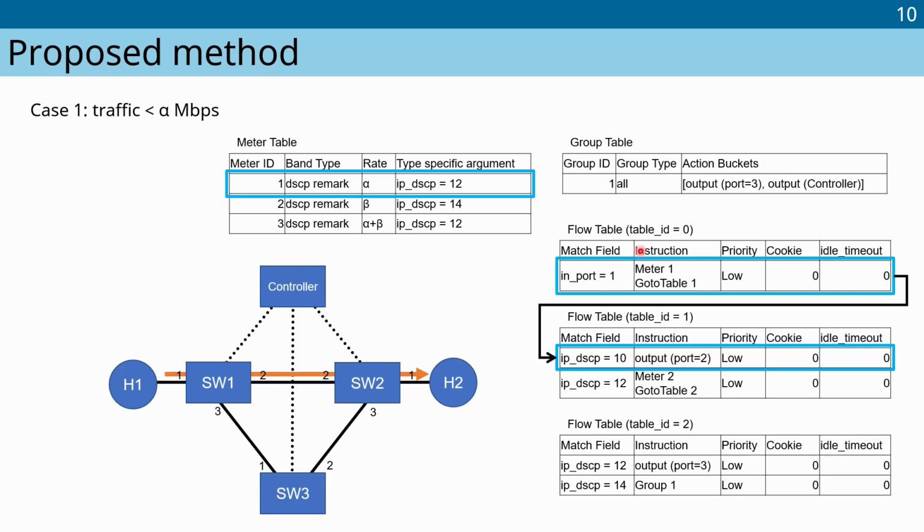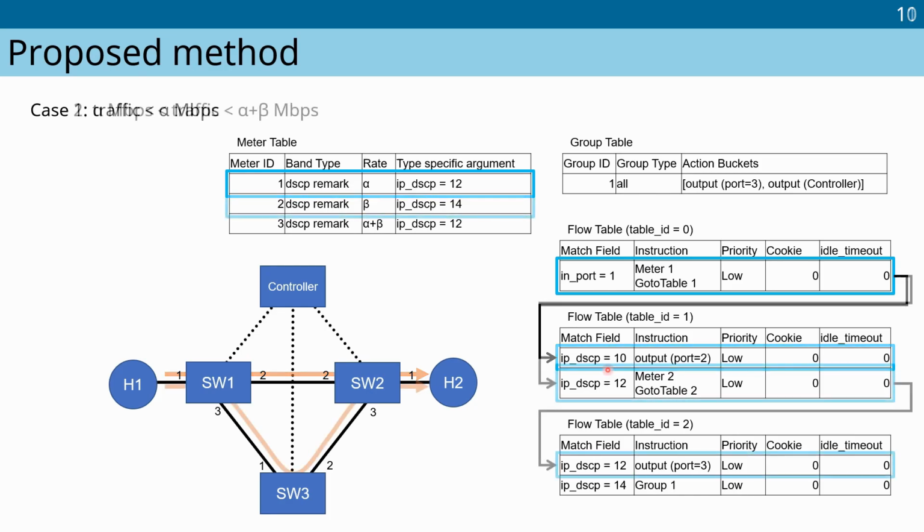In case 1, the traffic does not exceed alpha megabits per second, and then the DSCP value remains 10. Next, go to table 1 is applied and continues processing with this flow table 1. From this entry, the packet is output to port 2 to pass through the shortest path.